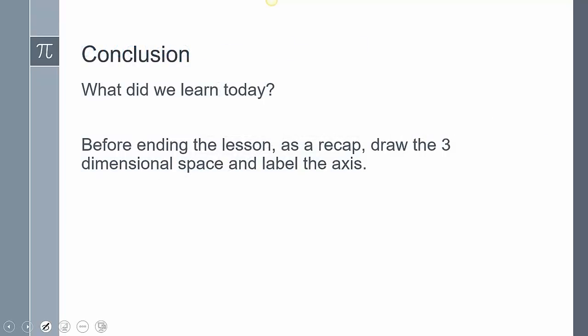So in conclusion, what did we learn today? Well, we introduced 3D graphs, 3-dimensional systems, and eventually we're going to use this to be able to solve any 3-dimensional system that we do have. We're not there yet. Baby steps.